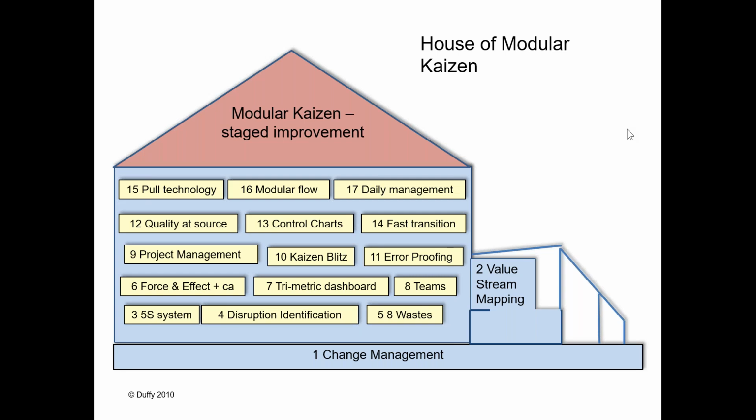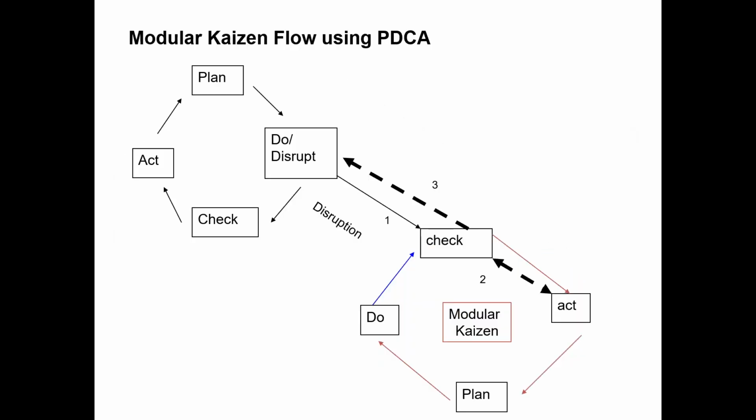Number one stays as change management. Number two is the value stream mapping, stays as the second or the door into the modular Kaizen staged improvement as well. And then you'll see 3 is 5S, and I'll take you through the rest of these as we move forward. Now, modular Kaizen originally was based on the PDCA cycle rather than the DMAIC, although I've converted it to DMAIC, and I'll show that to you in just a bit.